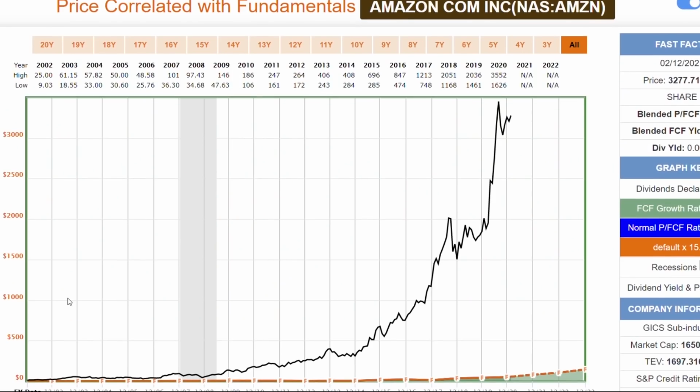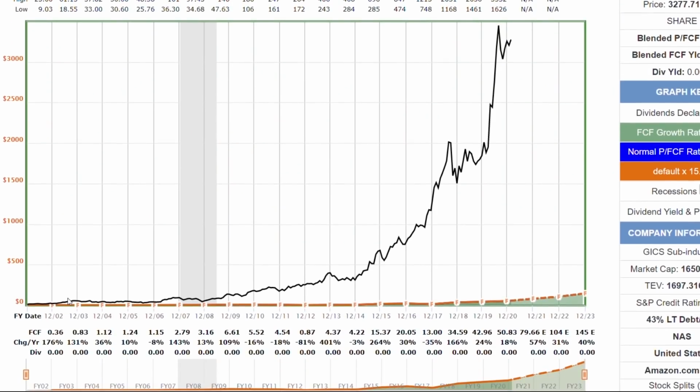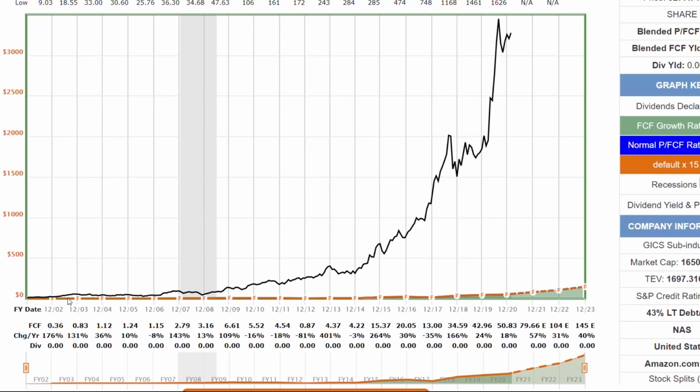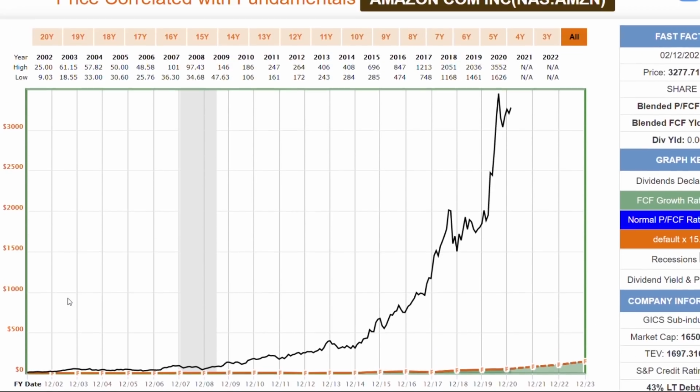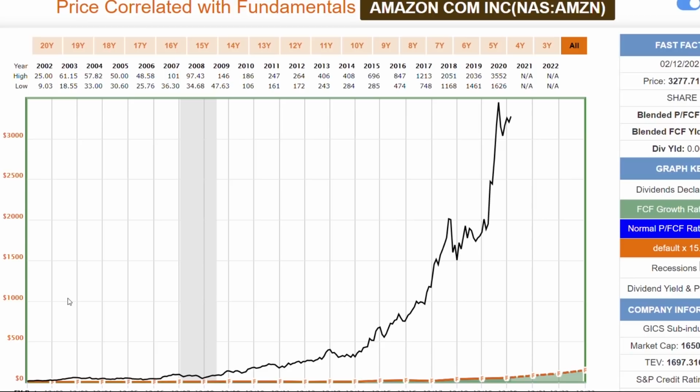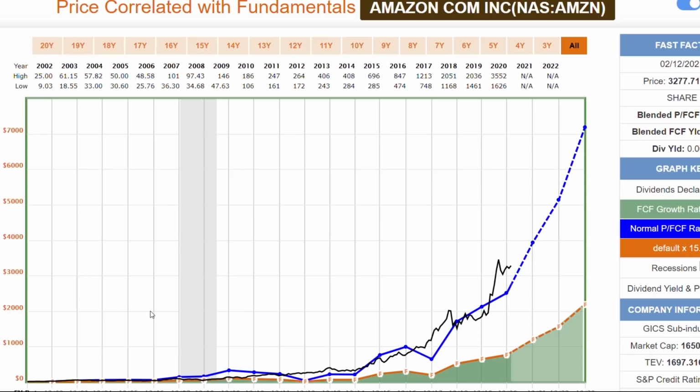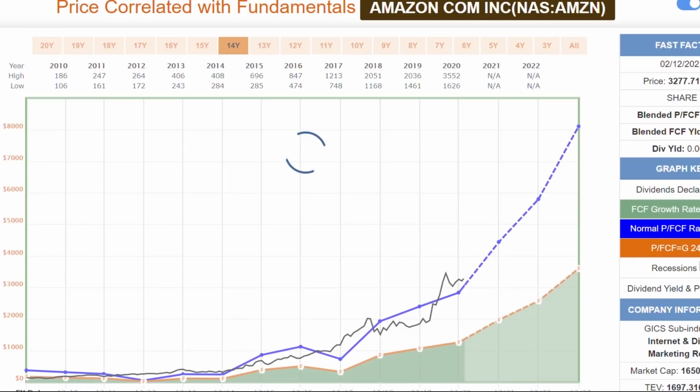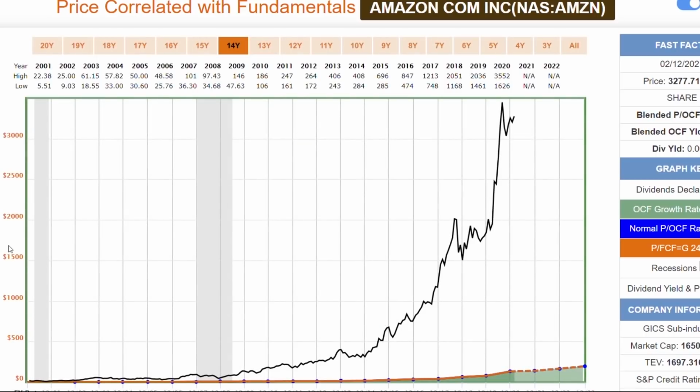People ask me all the time, what's my favorite valuation metric? And my answer is always all of them, because you look at a stock like Amazon as an example, and people are mystified by Amazon. And if you look at Amazon strictly from a price to earnings point of view, you see this massive disconnect.